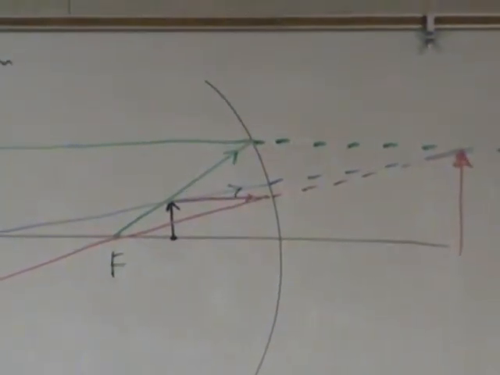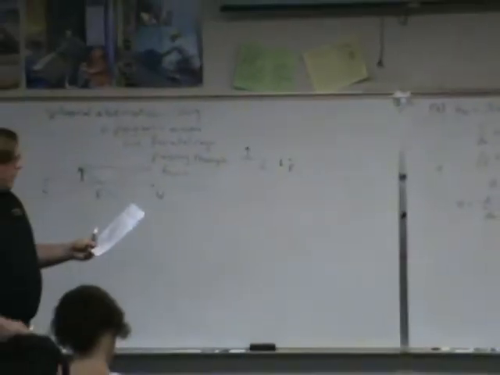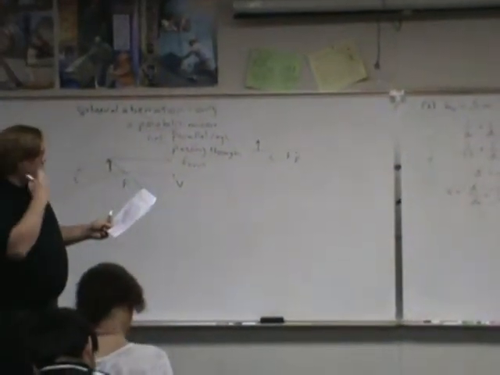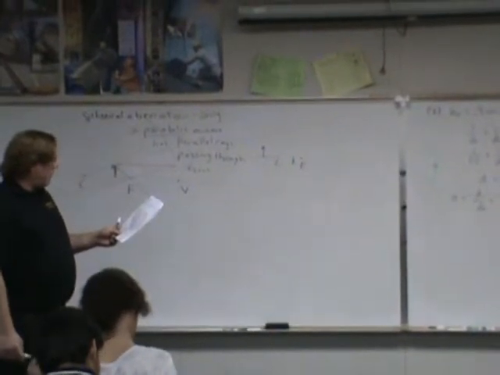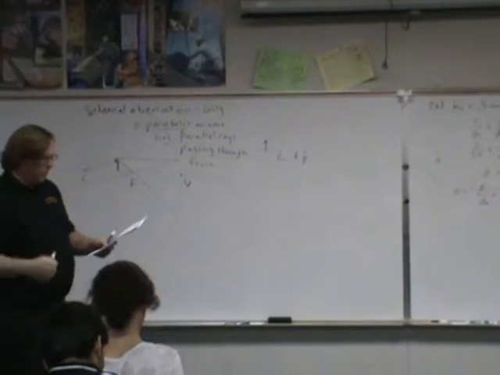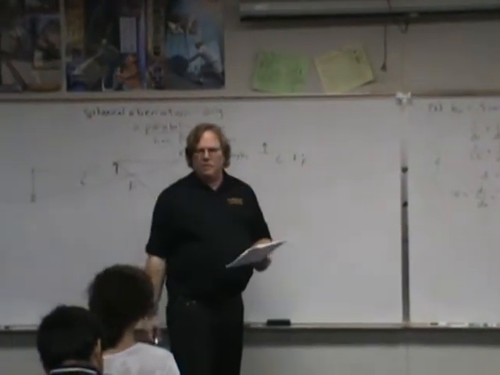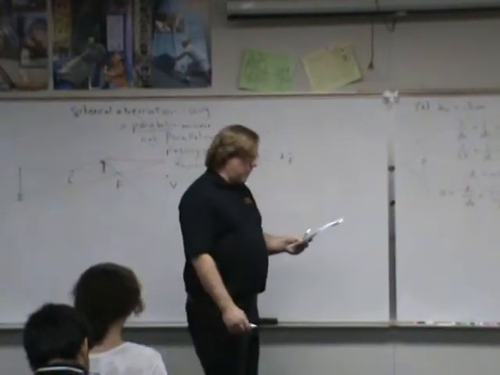So let's go ahead and answer number 10 together. For a concave mirror, if the object is located between the focus and the vertex of the mirror, you get a what kind of image? Good, virtual. Please write that down. Otherwise, what kind of image do you get? Real. Please write that in as well.